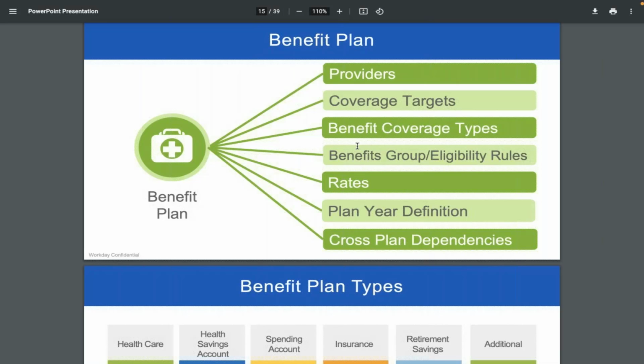Providers. Provider means who is offering this benefit plan. So we have MetLife, Aviva, and Sunlam, etc. These are all insurance, I mean, benefit plan providers, correct? These people are called providers.